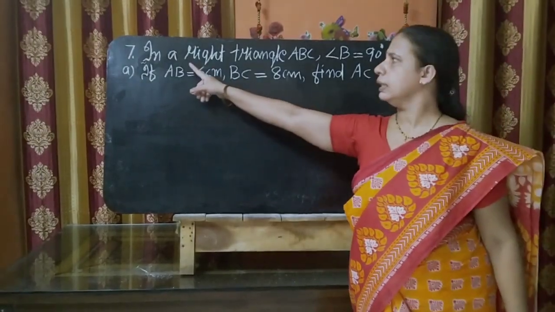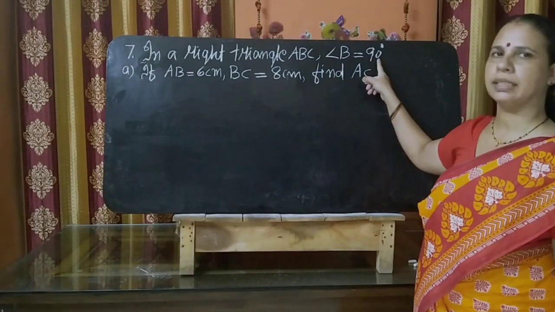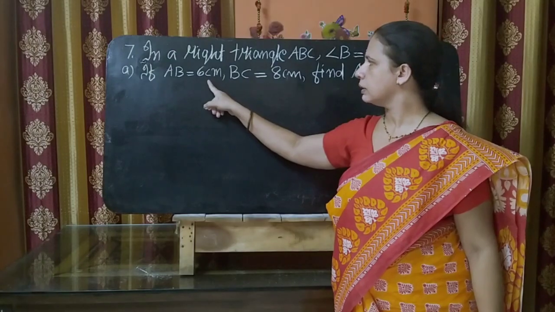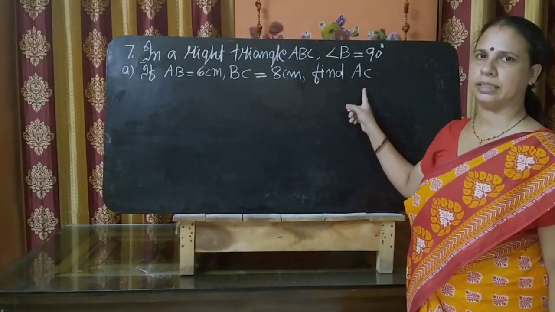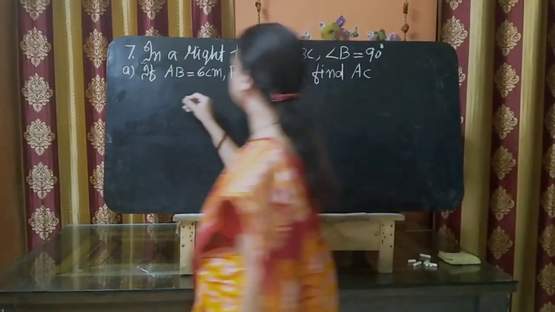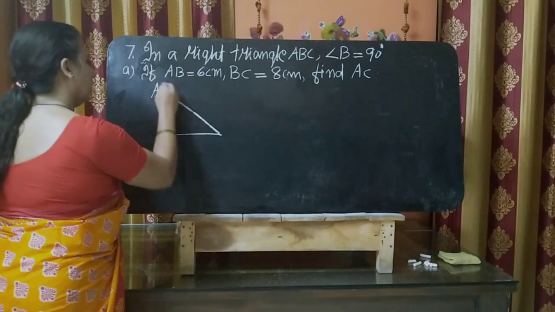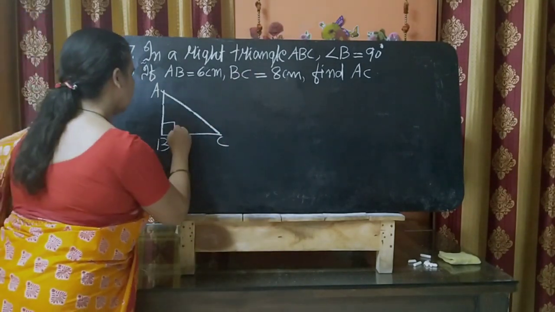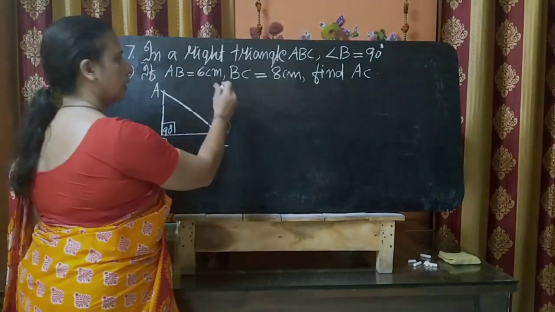Question is, in a right triangle ABC, angle B equals 90 degrees. First part is, if AB equals 6 cm, BC equals 8 cm, find AC. Here one right triangle is there. Name A, B, C. Then angle B is how many degrees? 90 degrees.